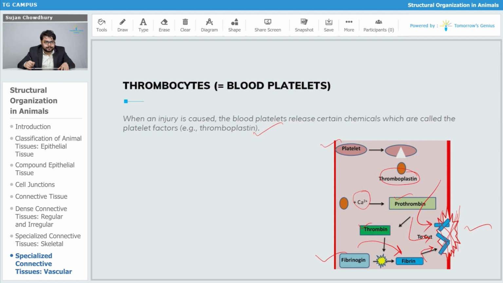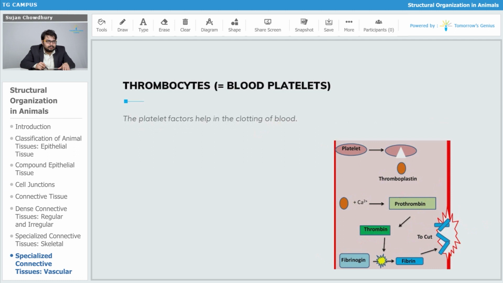So definitely blood will not be coming out from the injured part of the vessel. So platelets have a very significant function to prevent excessive bleeding from a particular body part. The platelet factors help in the clotting of blood.